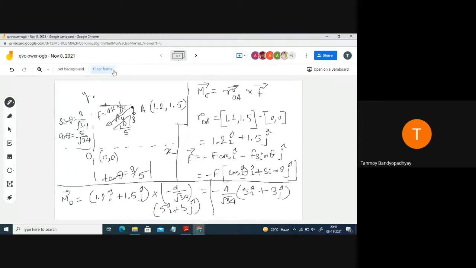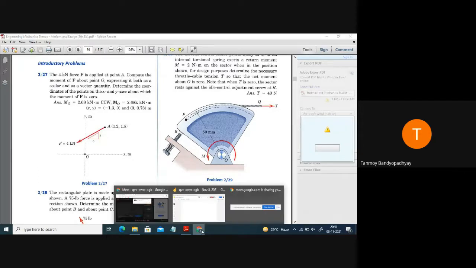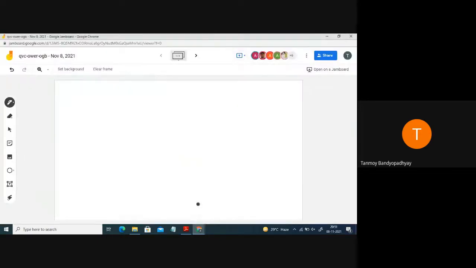In the next part, what we have to calculate is, the force is given. So we have to calculate the coordinates of the points lying on the x and the y axis. This force should be meeting the x axis at some point, say x comma 0, and again it will be meeting the y axis at some point, say 0 comma y, about which the moment of the force is 0. So we have to determine two such points lying on the x and the y axis at which the moment of the force actually vanishes. So let's do that. Let's initially draw the x and the y axis.